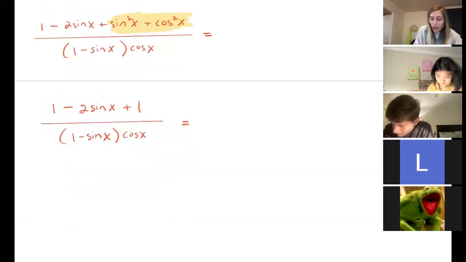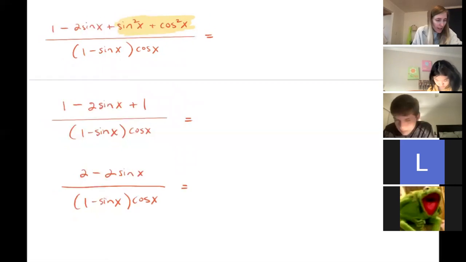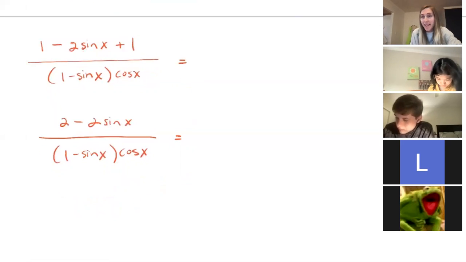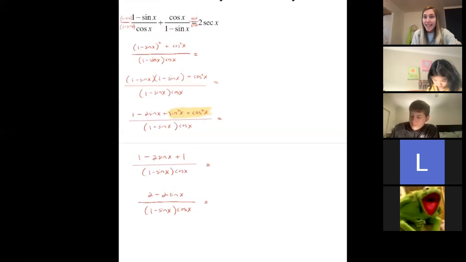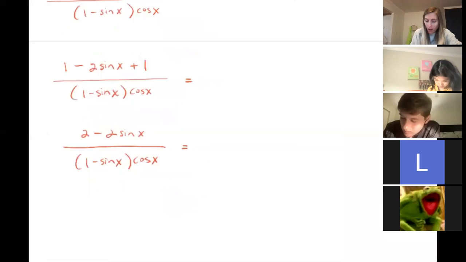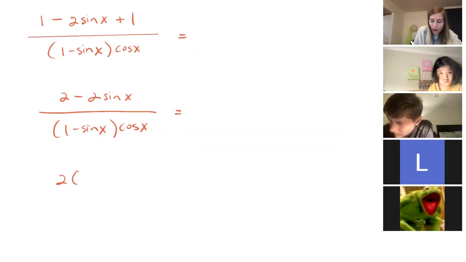So then if we combine like terms in the numerator, that's 2 minus 2 times sine. You might be able to see where we're going with this. Keep an eye on what we're trying to get to. We're trying to get to 2 times secant. I have a 2 now in the numerator. That's helpful. So if we think of 2 as the GCF of the numerator, we can factor that 2 out.